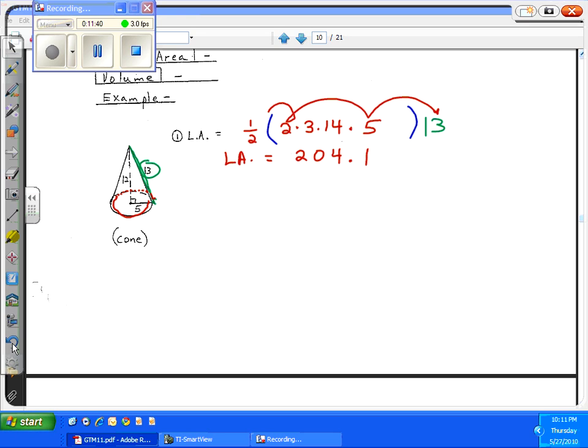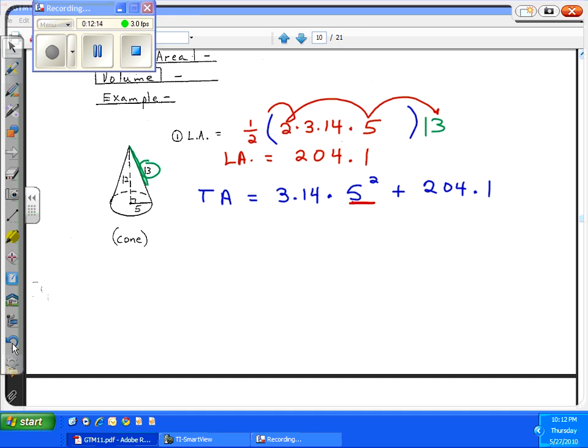Okay. The total area, notice there's not a top and bottom. So if we want the total area, we're just going to add the area of the bottom to the sides. The bottom is a circle. Area of a circle is pi times the radius squared, and the radius was 5. So that's the area of the bottom, and then we add the lateral area of 204.1 to that.